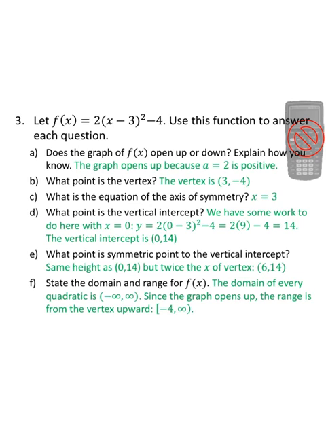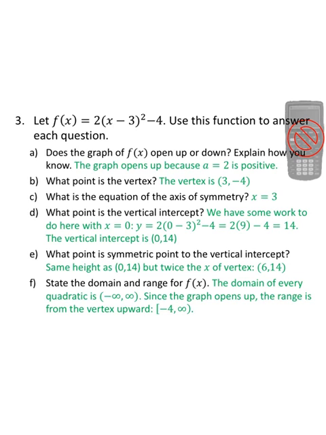2 times (0 minus 3) squared minus 4. Using the order of operations, 0 minus 3 in our parentheses is negative 3. Use the exponent next. Negative 3 squared is 9. Now I'll have 2 times 9 minus 4. Continuing our order of operations, 2 times 9 is 18. 18 minus 4 is 14. So when x is 0, my y value is 14. I can label my vertical intercept as the point (0, 14).